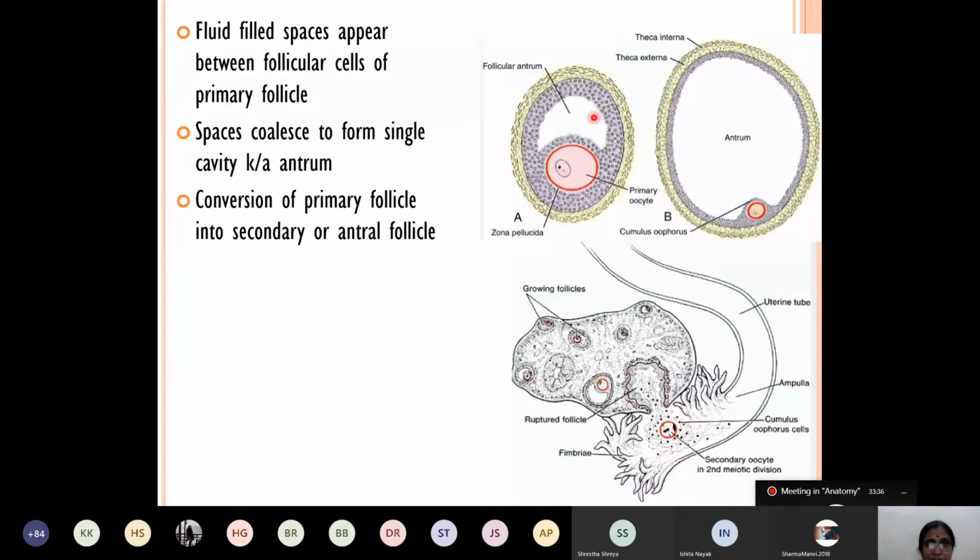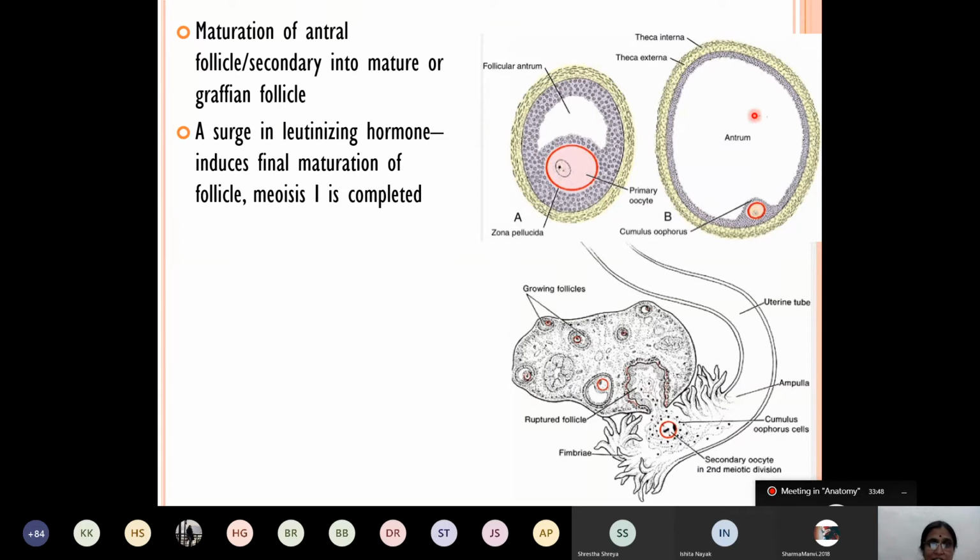Okay. So fluid-filled spaces appear between the follicular cells in the primary follicle. These spaces collapse to form the antrum, and conversion of the primary follicle into antral follicle or Graafian follicle. Now here you can see this maturation of the antrum converting into the Graafian follicle. So suddenly there will be an LH surge with the maturation of the follicle, and meiosis 1 is completed. So at this stage meiosis 1 is not completed. So suddenly 3 hours before ovulation, what happens? There will be completion of meiosis 1 in this oocyte.